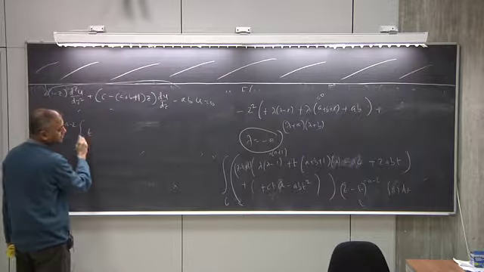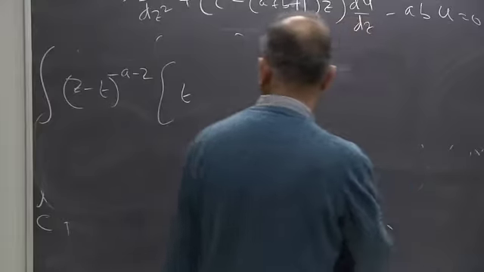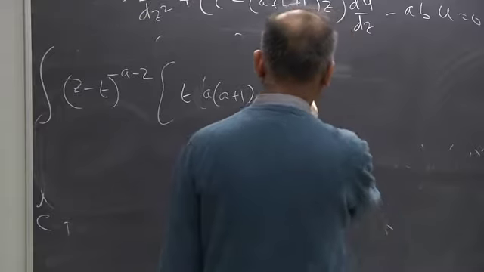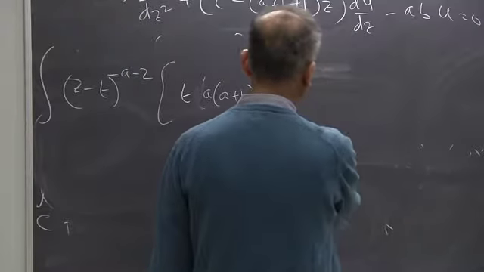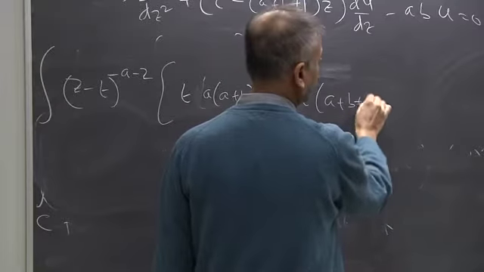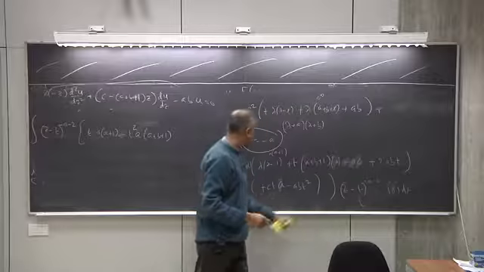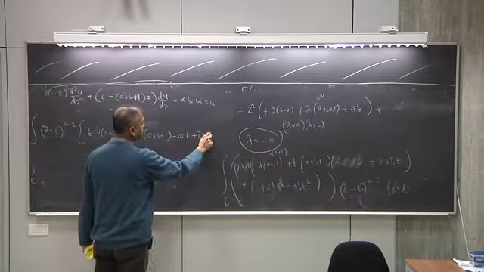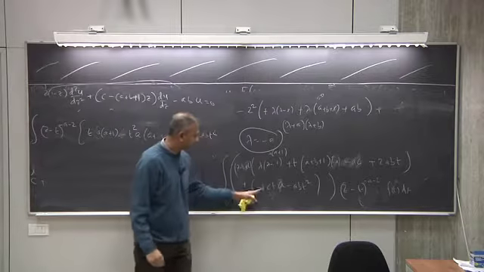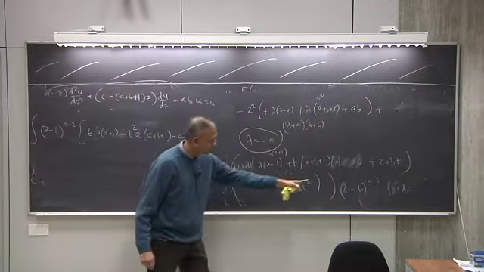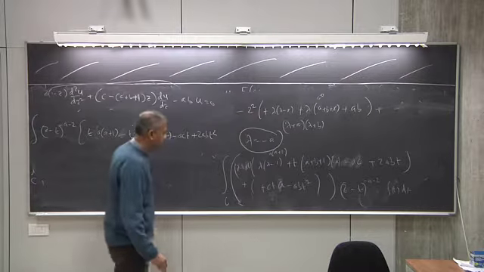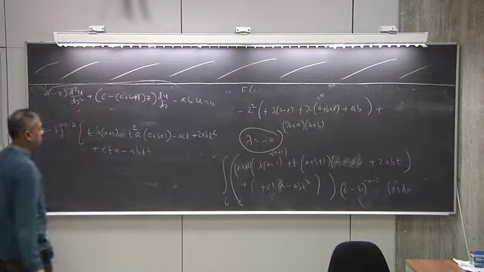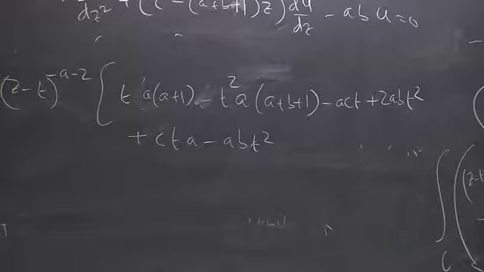So that bracket is a bit long. It's t times all that, t times a plus 1. It's a bit of a long calculation, but okay: t square minus t square times a plus b plus 1, minus act, plus 2ab t square from there. And then from here I have to take all the things together. All that is coming with power minus a minus 2. So that's plus cta minus ab t square. Okay, that is this term.